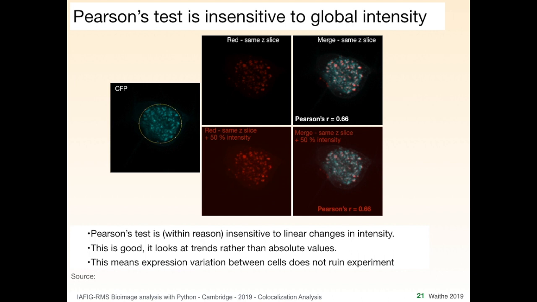So what we did here is we've taken the same red channel in both images, but here I just added 50% intensity to this image, and you can see that the R value coming out is the same in both cases, because the change was a global change. What the Pearson's test does is look for: are we both high in the same place, are we both low in the same place, rather than did we both get to the value 253 in this channel, and vice versa. So it looks at relationships rather than specific values, and that's what makes it so powerful, and that's why it keeps getting used.